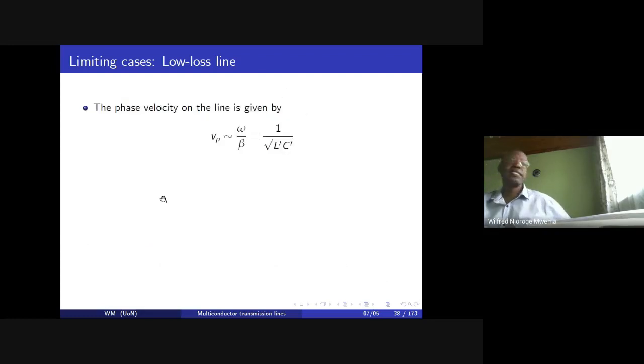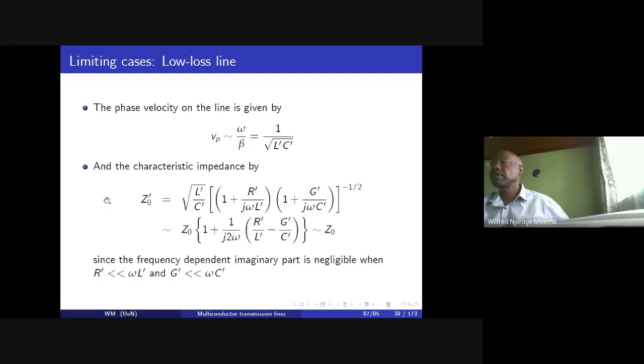Now, the phase velocity on this line is just going to be given by Vp, approximately omega divided by beta, and you get that is going to be just like in the lossless case. The characteristic impedance, of course, will be given the same way, where we have used the square root of the series impedance per unit length divided by the shunt admittance per unit length, which we have corrected, and we have taken this one to the top.